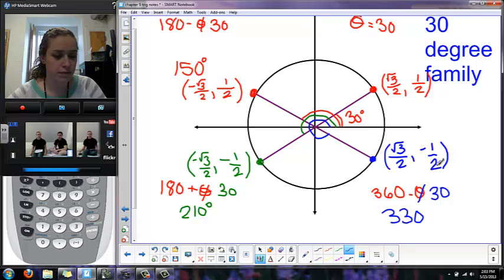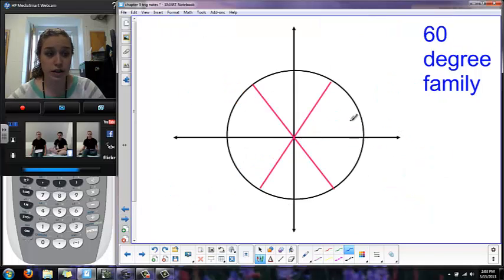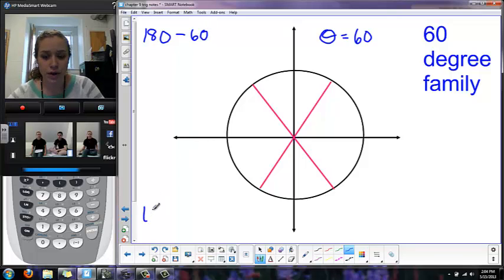Okay? Pretty easy. Last one, now we're going to do the 60-degree family, so really quick this time. Our theta is going to be 60 degrees. What were the reference angle formulas over here? This is 180 minus 60, or theta. 180 plus 60.